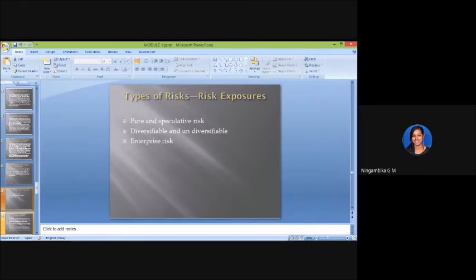Risk exposure always speaks about the risk which can happen in a future time period, something we are expecting due to some particular cause. Risk exposure is the measure of potential future loss resulting from a specific activity or an event. Due to some activity, this risk might happen in the future, and we call that a risk exposure. These types of risk can be further classified into three types: pure and speculative risk, diversifiable and undiversifiable risk, and enterprise risk. Let us understand them one after the other.